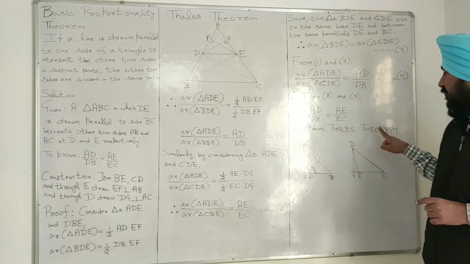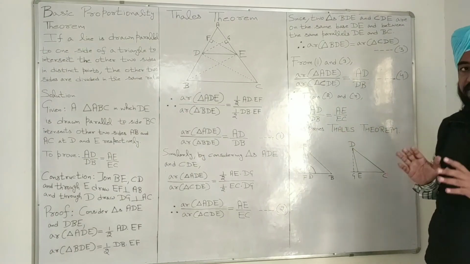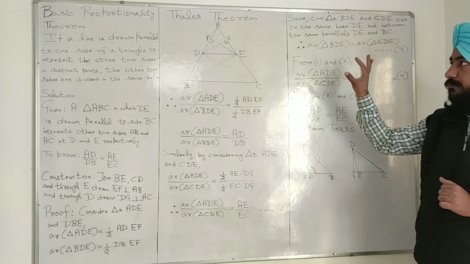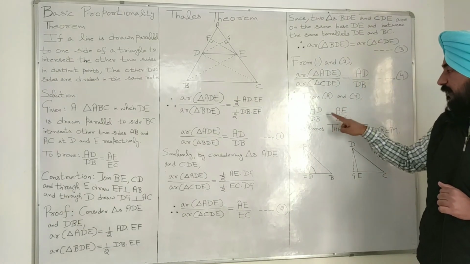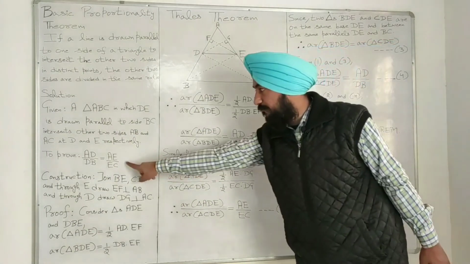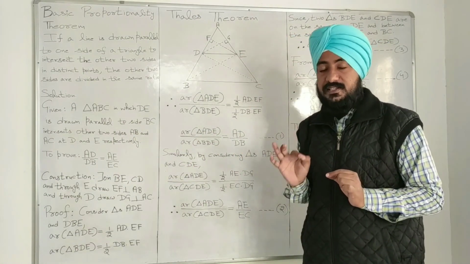This proves Thales theorem. This is what we want to prove in this theorem, which is Thales theorem. AD upon DB is equal to AE upon EC. This is what we want to prove in this Thales theorem.